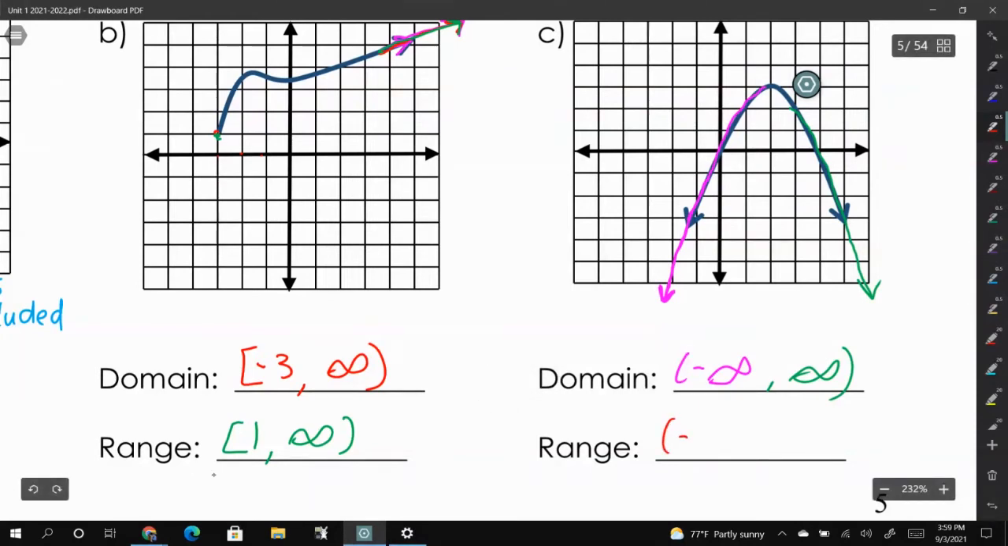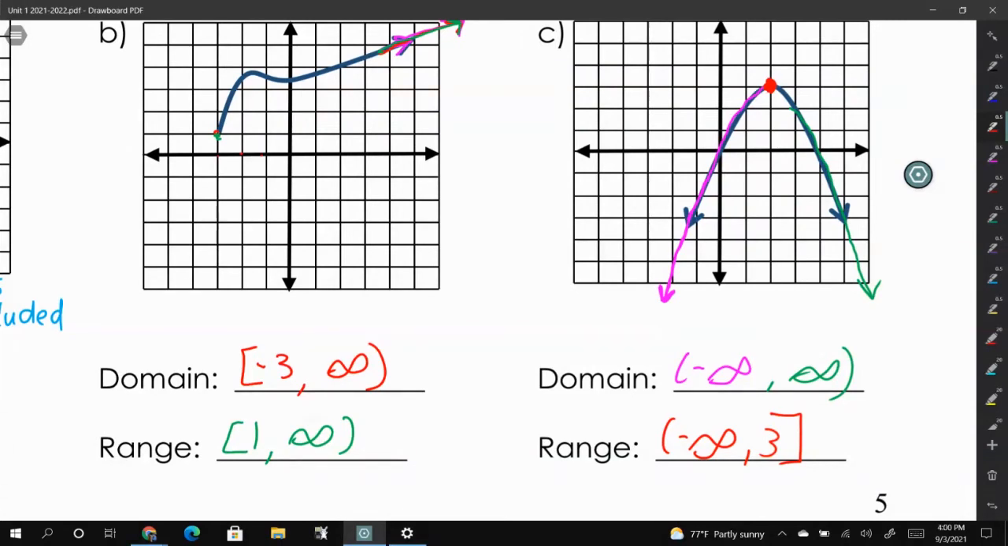So we always put the smallest value first. Now, the largest y value occurs right here at 3, with a bracket around the 3 because we are defined there. We have a point on that.